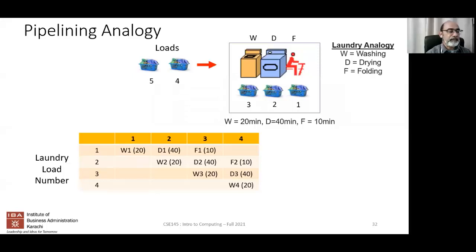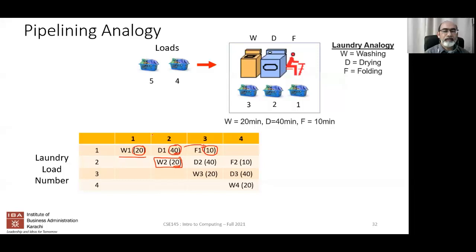So you're going through the cycle, you put the first laundry in here and it takes 20 minutes, okay? Then you finish this, you put this into the dryer, it takes 40 minutes, right? And then you put this into the folding section, which takes 10 minutes. But at this time, you also want to put in another load into the washer. But this is taking 20 minutes and this is taking 40 minutes. Now what do we do? Do we have an issue here?